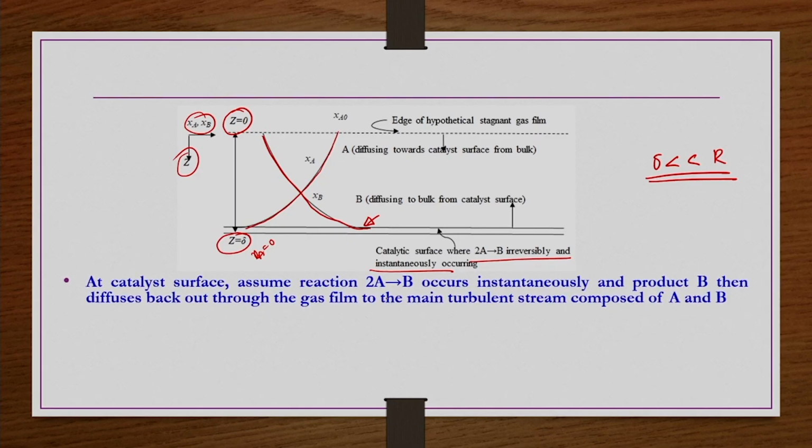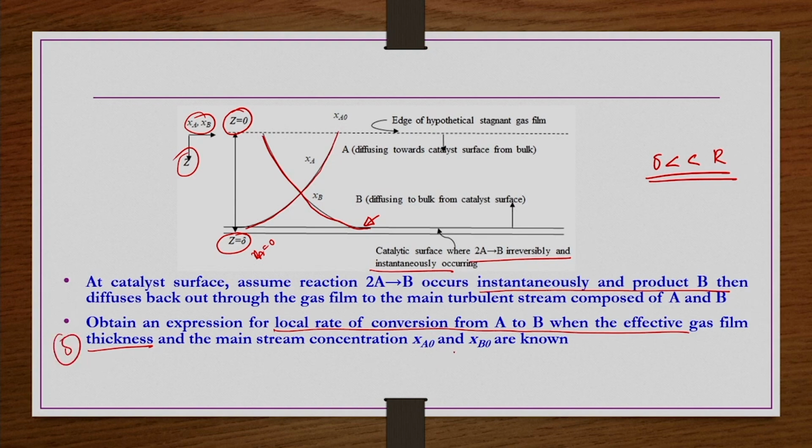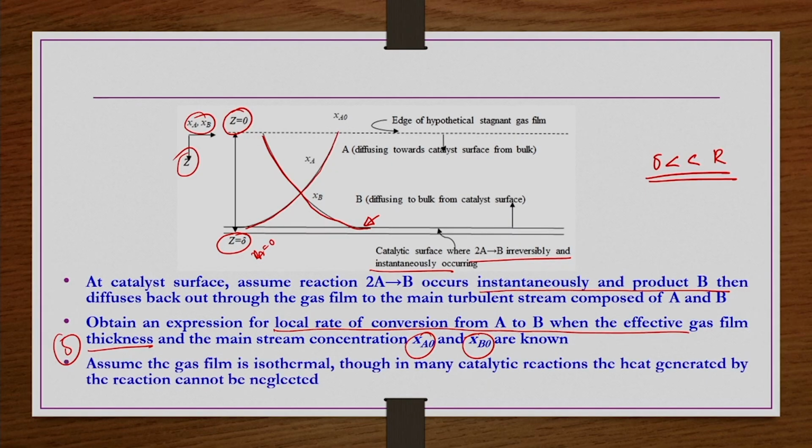At the catalyst surface, assume the reaction 2A tends to B occurs instantaneously and product B then diffuses back out through the gas film to the main turbulent stream composed of A and B. Obtain an expression for the local rate of conversion from A to B when the effective gas film thickness, that is delta, is known, and the main stream concentrations Xa naught and Xb naught are known. Assume the gas film is isothermal, that is actually not true. Most catalytic reactions involve heat or energy, so there will be a temperature difference also, but we are not considering it here in this problem.